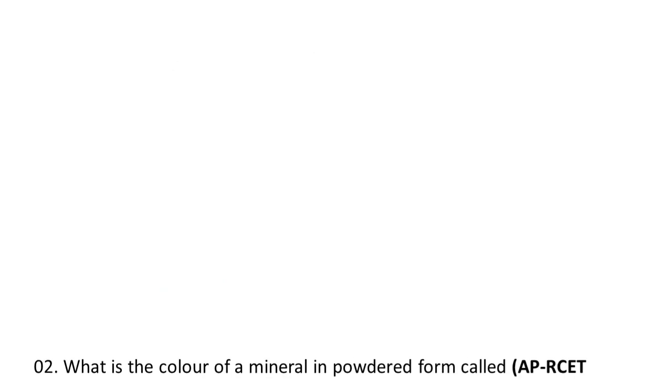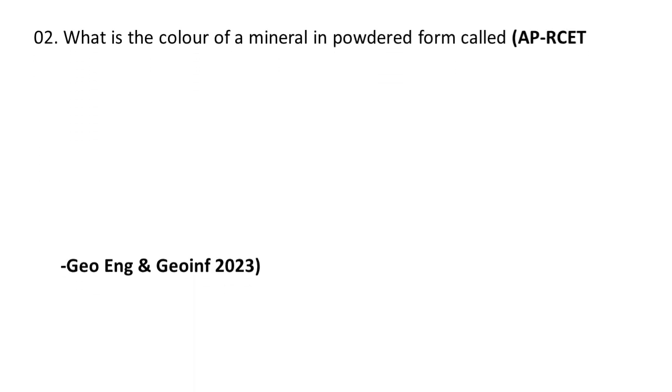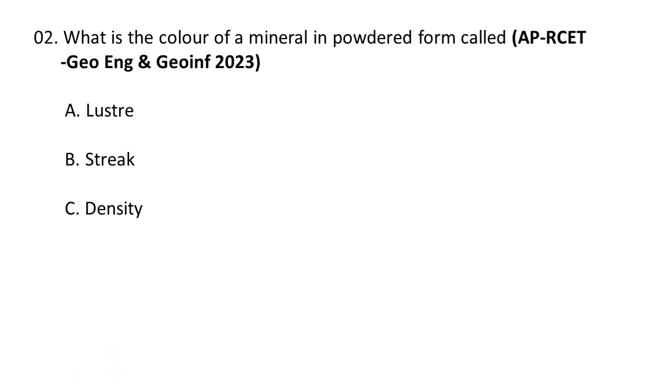Next question. What is the color of a mineral in powdered form called? So this is a very simple question. A. Luster, B. Streak, C. Density, D. Hardness. The color of fine powder of a mineral is known as a streak. So streak is the color of a mineral in its powdered form, and it is usually obtained by rubbing the mineral on a hard white surface such as the tile of an unglazed porcelain. This is also known as a streak plate, to yield a line or streak of a fine powder.